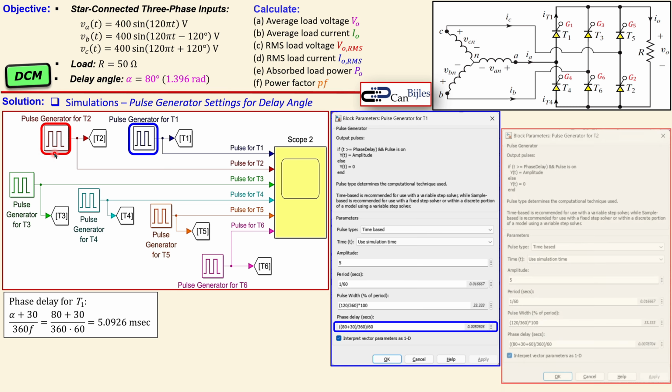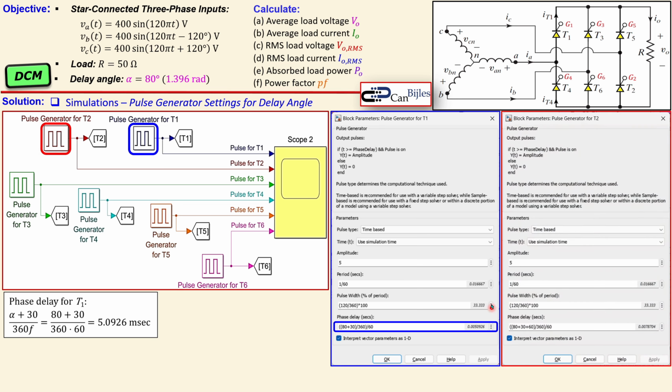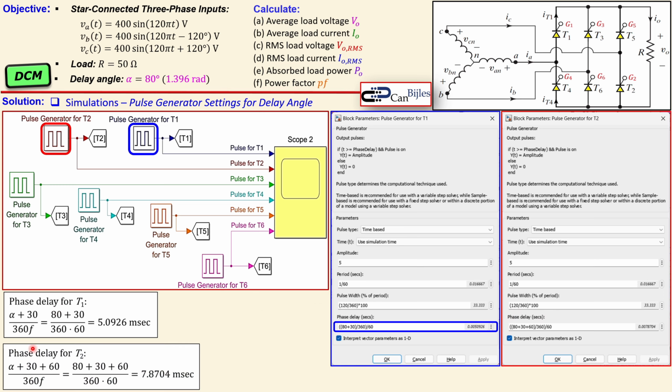So what we do there is, now these are the settings you see here. And the settings are actually really similar to this T1. You see also again the 5 volts for the amplitude, 1/60 for the period, and also again this pulse width, which is 33.33%. What does it change? Really the calculation for the delay. So that's actually shown here.